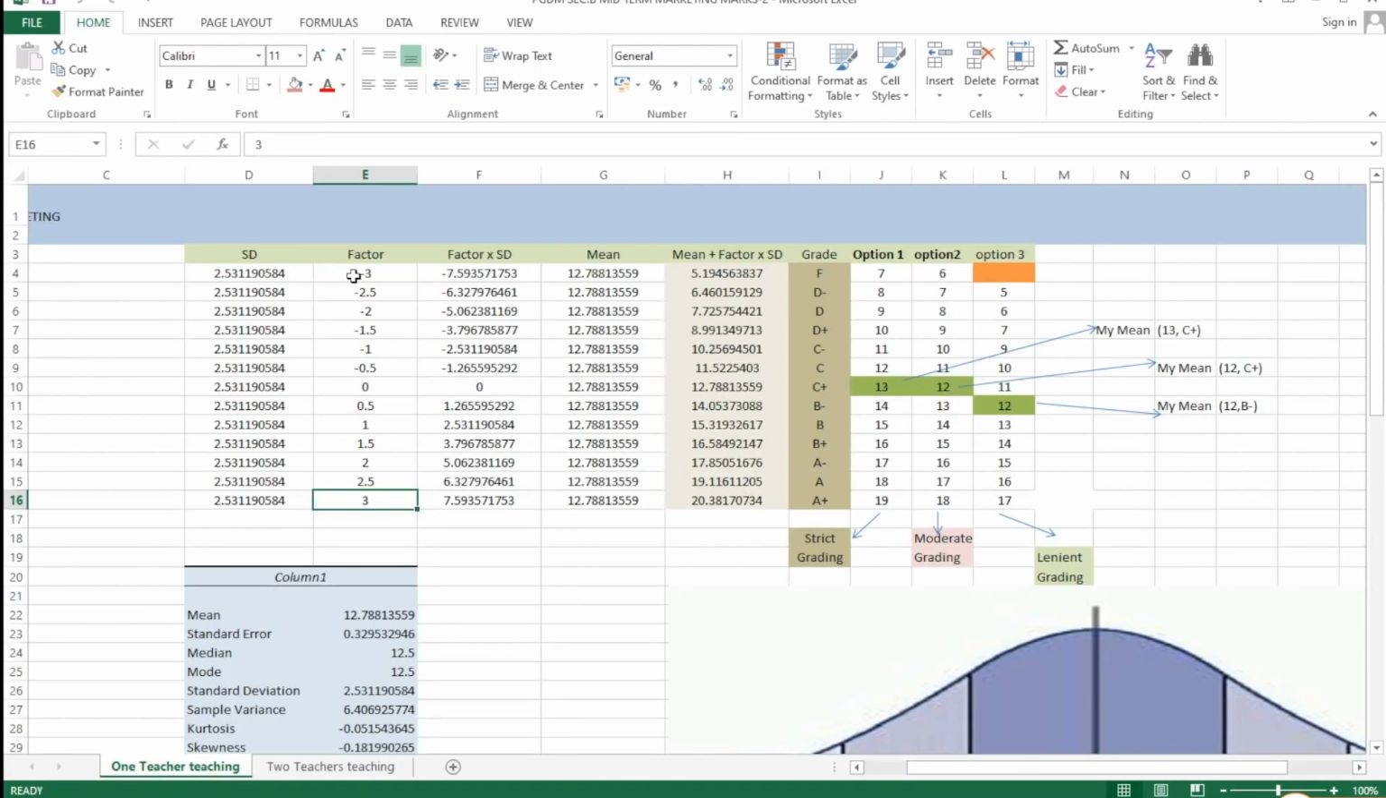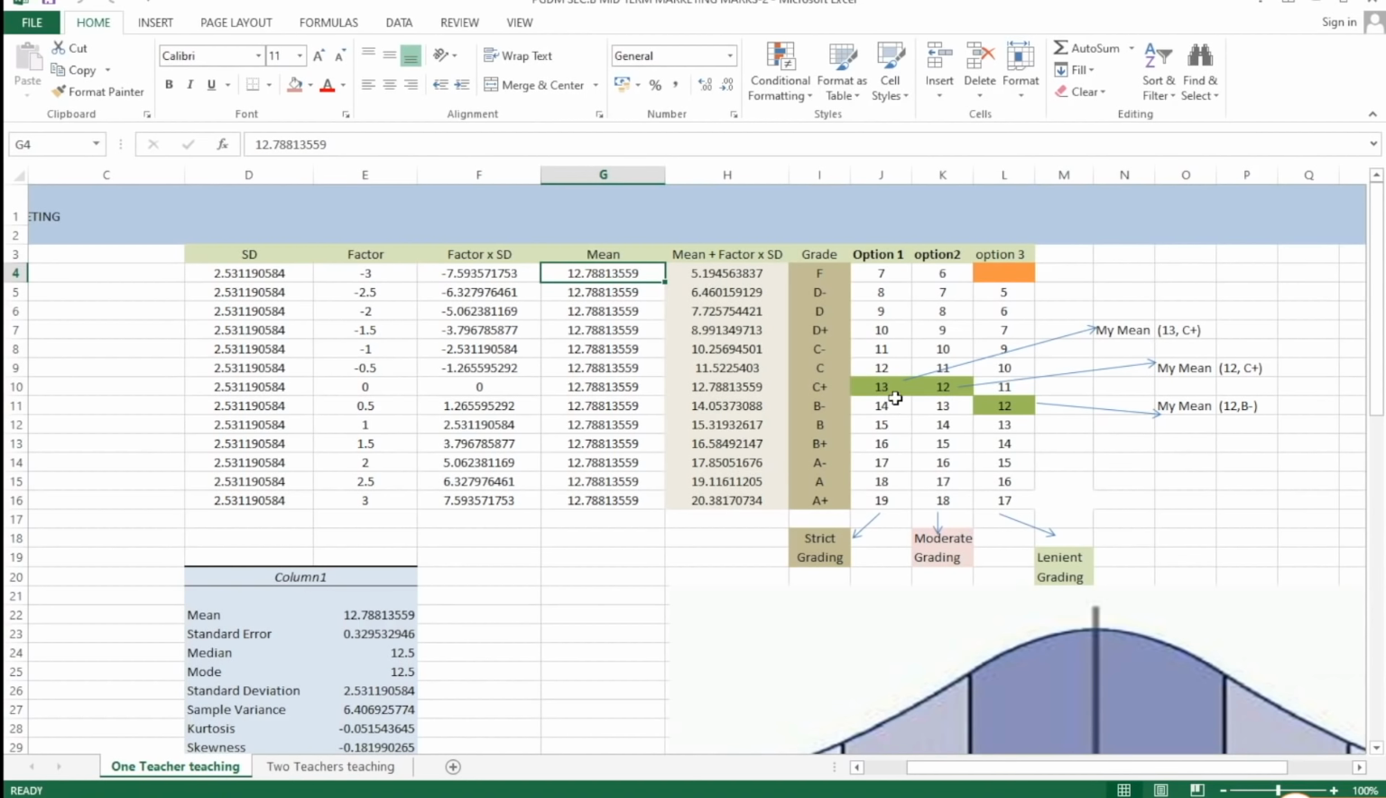So standard deviation, factor into standard deviation. So this is the product of these two columns, and we get this. Mean has been calculated, and mean plus factor into standard deviation gives us the limits where we are going to find what is mean plus 0.5 standard deviation, mean plus 1 standard deviation, mean plus 1.5 standard deviation. These are those values.